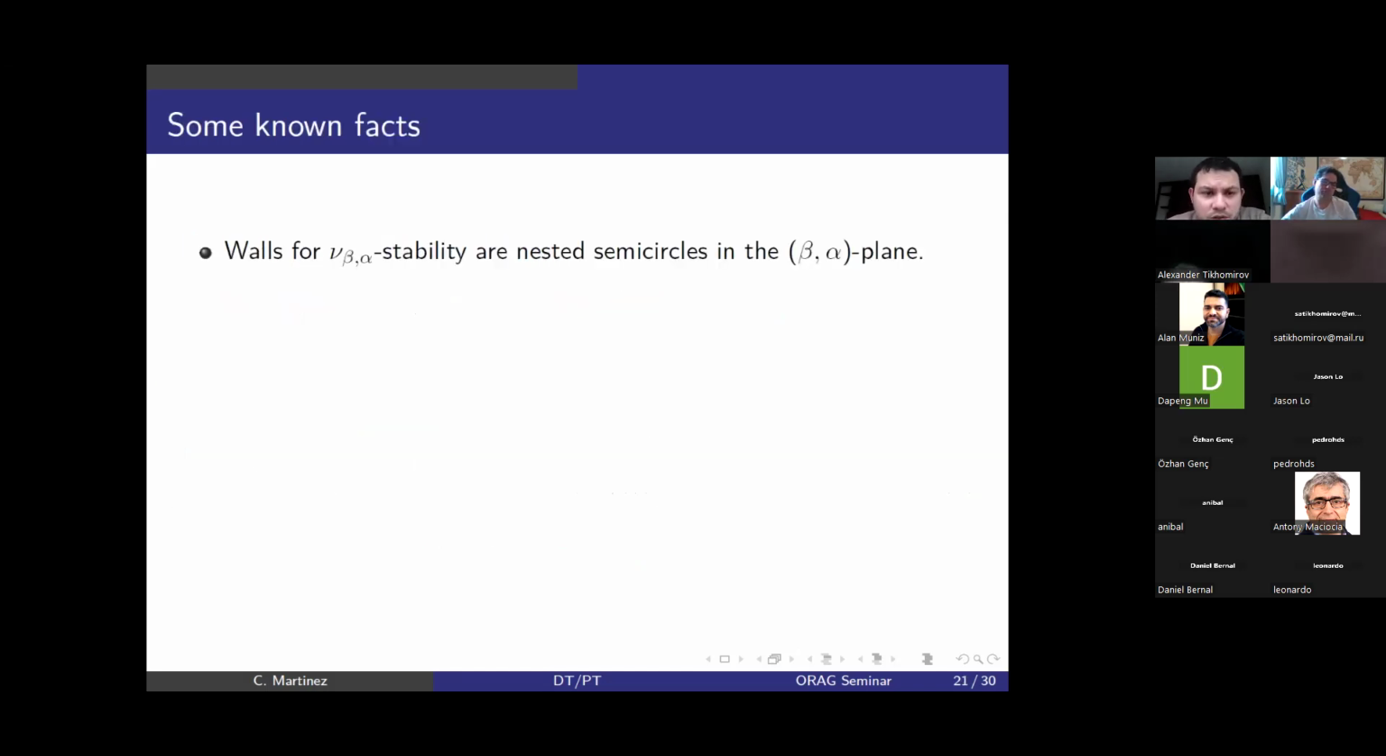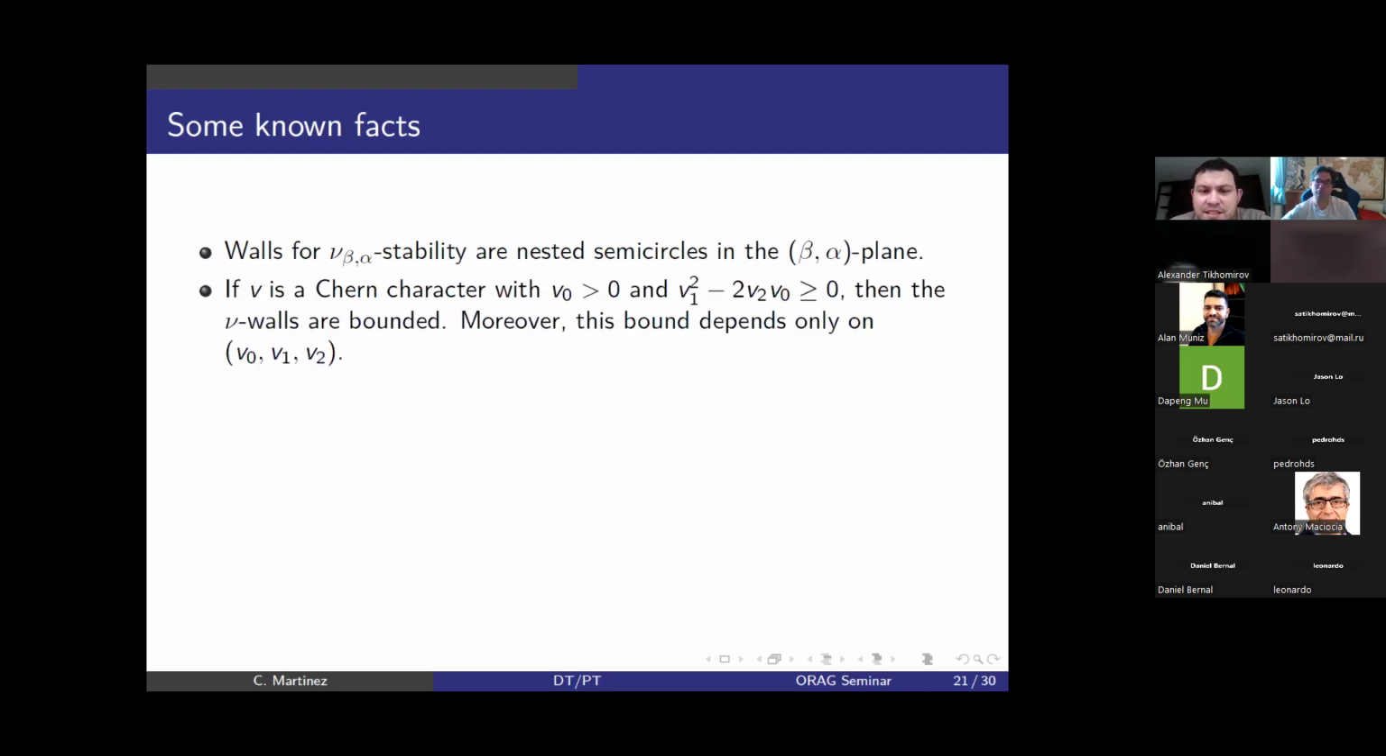And here I go. So the walls for tilde stability, when you compute them and draw them, are all nested semicircles in the beta alpha plane. If V is a Chern character that has positive rank and satisfies the Bogomolov inequality, then the tilde walls that appear are actually bounded. And moreover, since the new slope only depends on CH2, CH1, and CH0 and doesn't contain CH3, this bound depends only on V0, V1, and V2.